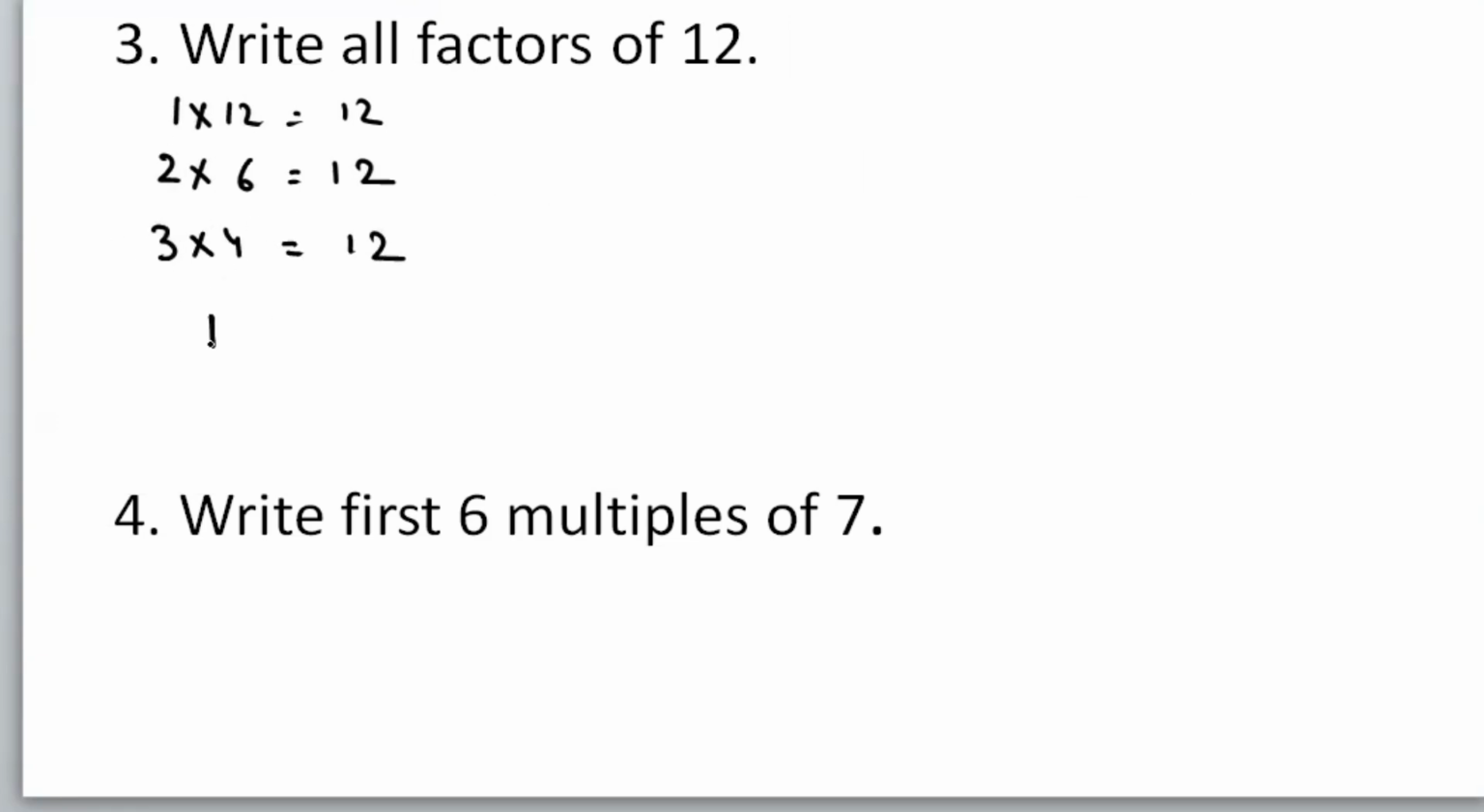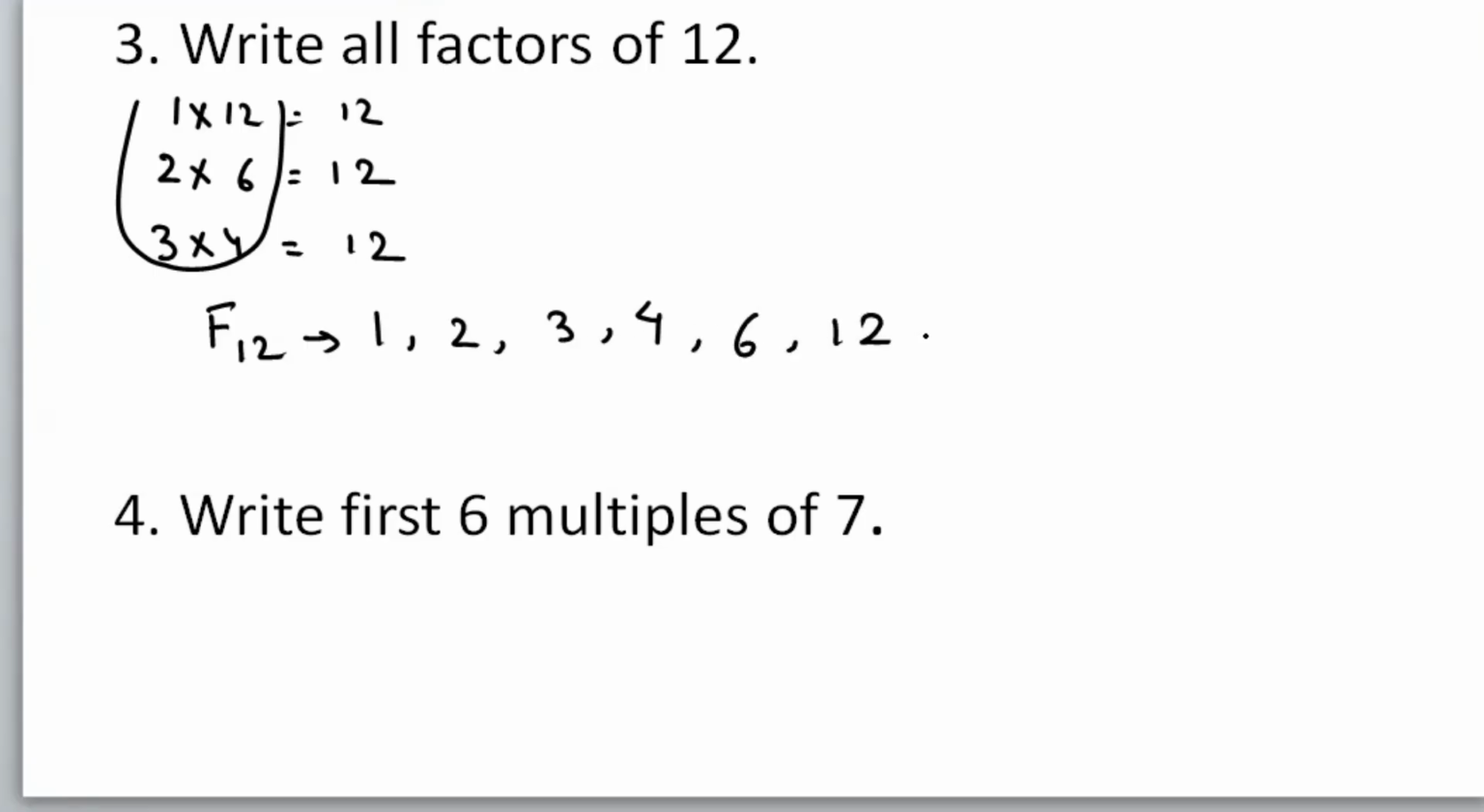Now we have to arrange them. The factors of 12 are 1, 2, 3, 4. You can say in a U shape from smallest to greatest: 1, 2, 3, 4, 6, and 12. These are the factors of 12. Here comes the 1 and the number itself. It must be there.